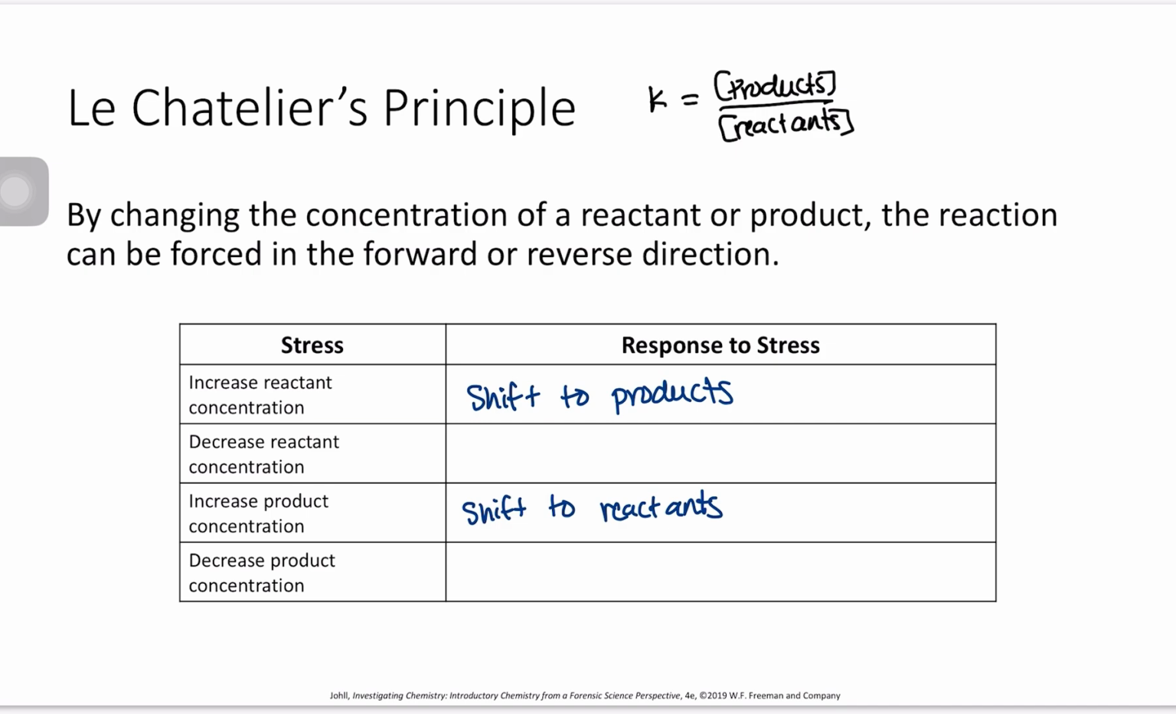Decrease the concentration of our reactants. We make the number on the bottom smaller. That means in order to keep K constant, we're going to have to see a shift to the reactants. We're going to have to make more reactants. So if we decrease the reactant concentration, we'll see a shift to the reactants.